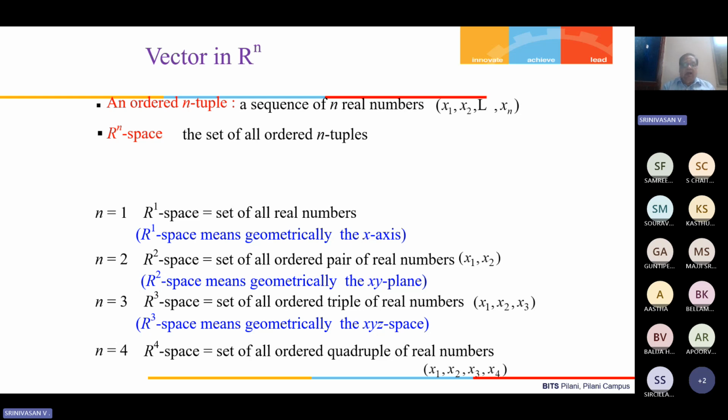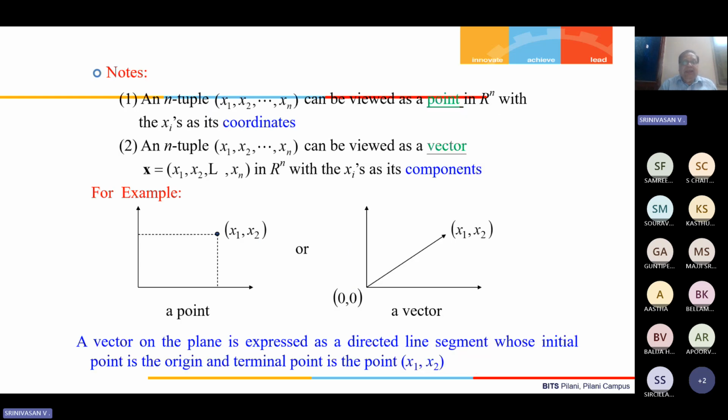Okay. Then n equal to 4, R4 space, the set of all ordered quadruples. That means there are four coordinates, x1, x2, x3, x4. We don't practically go for R5 and so on, though of course you can write an ordered five tuple. So you have 5 tuple, 6 tuple, etc. In general, an n tuple can be viewed as a point in Rn.